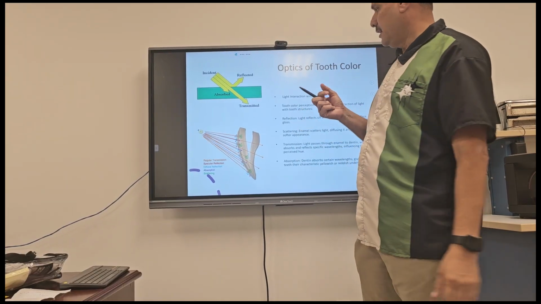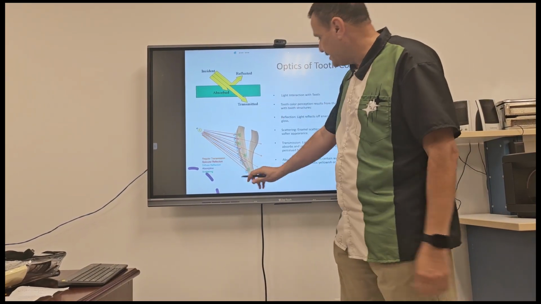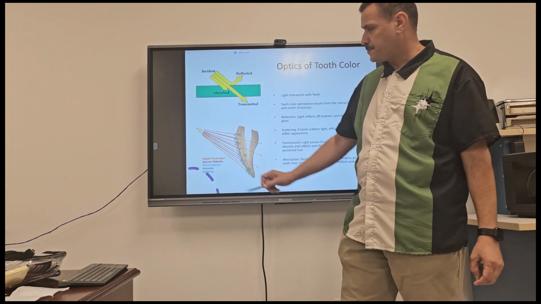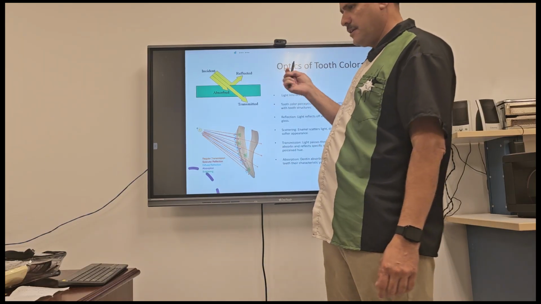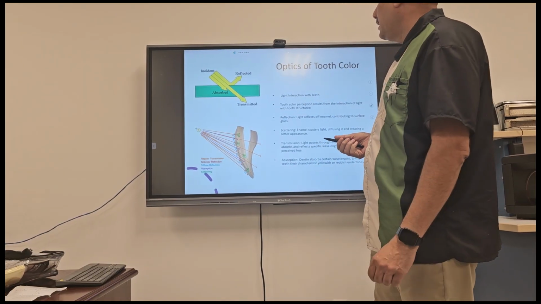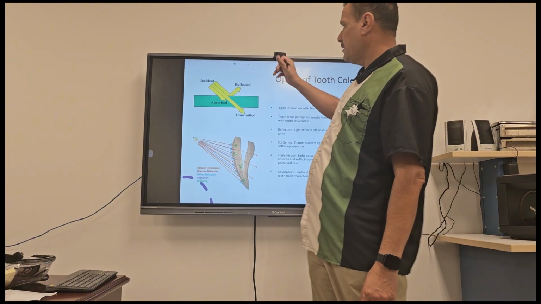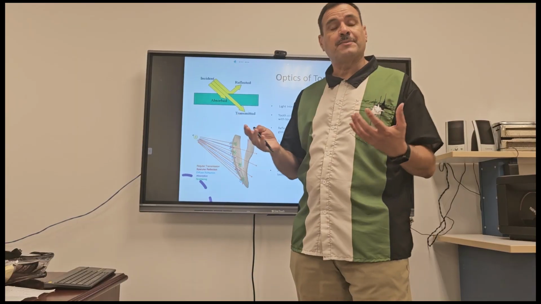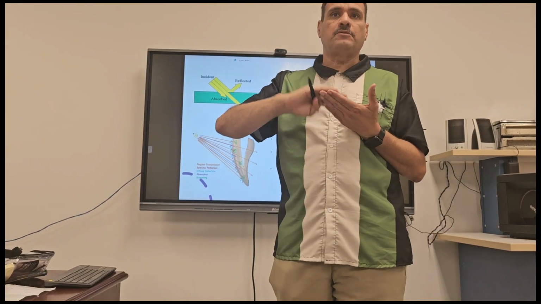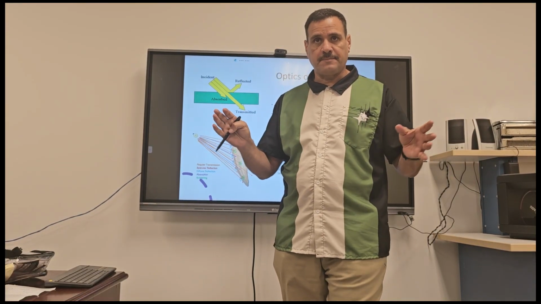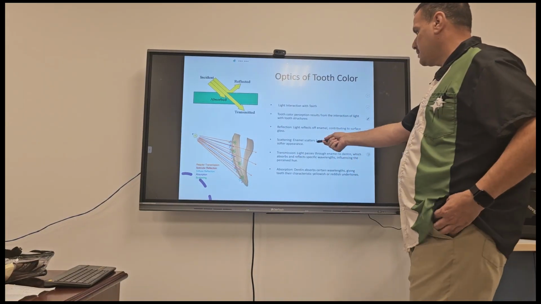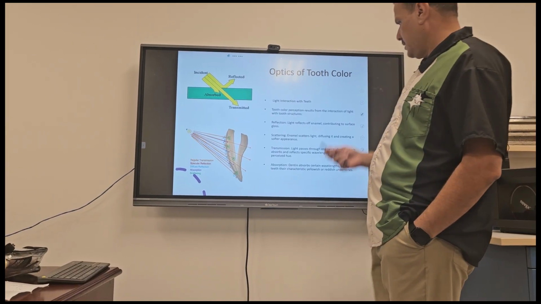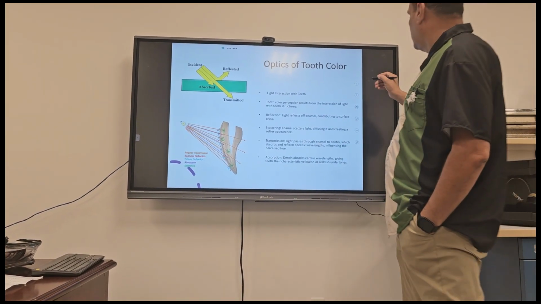That's the thing. Transmission goes through, especially in the central incisors, because the tip here is almost all enamel. Reflection will also affect that. And there's another, scattering. Sometimes light is scattered, especially if you have rough enamel, a rough surface. Scattering, diffusion, transmission, absorption, all these things.